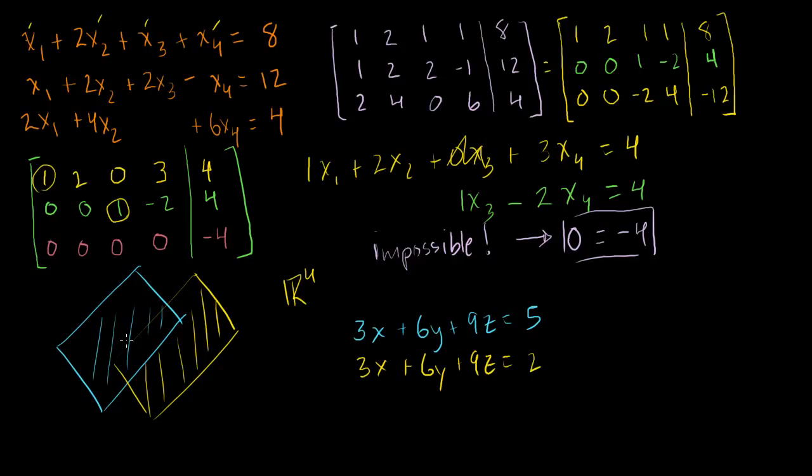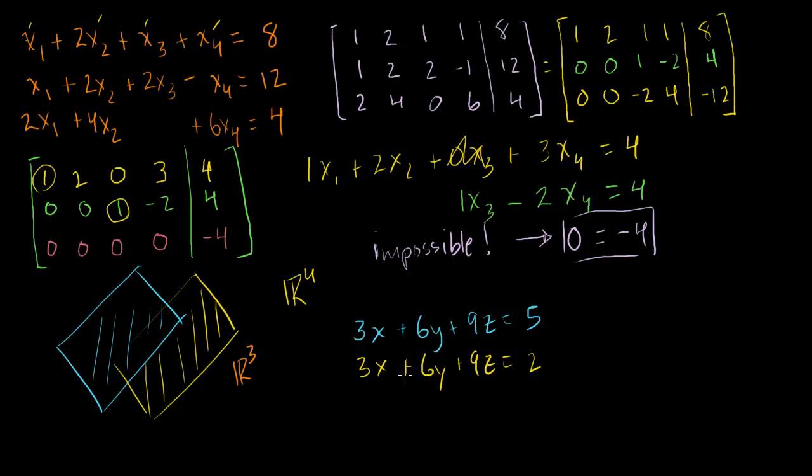This is the case of R3. These 2 planes clearly will never intersect, because this one has the same coefficients adding up to 5, and this one has the same coefficients adding up to 2. And if we just looked at this initially, if it wasn't so obvious, we'd say, oh, we have only 2 equations with 3 unknowns. Maybe this has an infinite set of solutions.